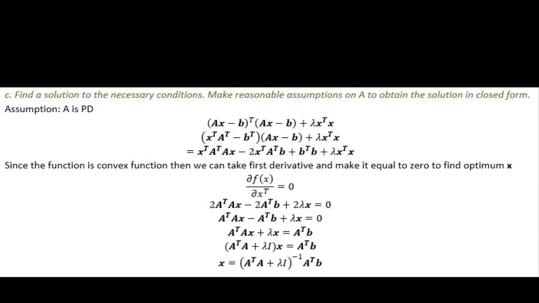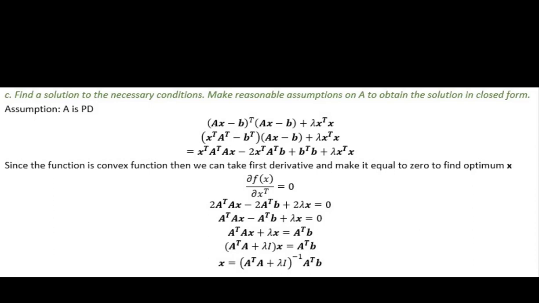The first derivative is 2 A transpose A X, minus 2 A transpose B. B is constant, only X is variable. And from here you get plus 2 lambda X. This is the first derivative, and this derivative should equal 0. And here is an X which I missed.